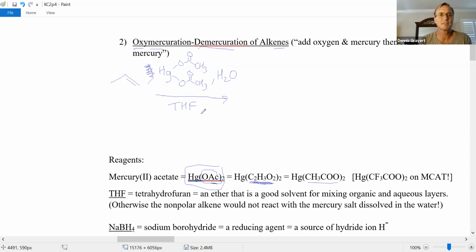A co-solvent, a co-whatty. So who flies a plane? A pilot and a co-pilot. There's two of them flying the plane. So who dissolves stuff in this reaction? We have the solvent water and a co-solvent, THF.